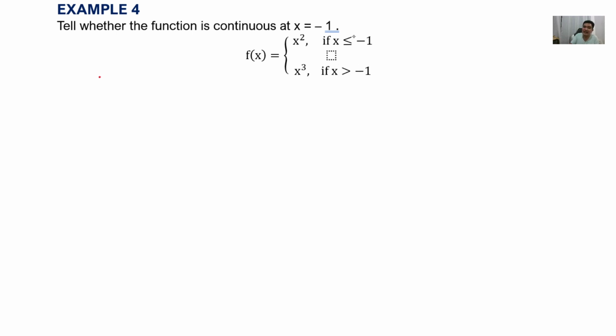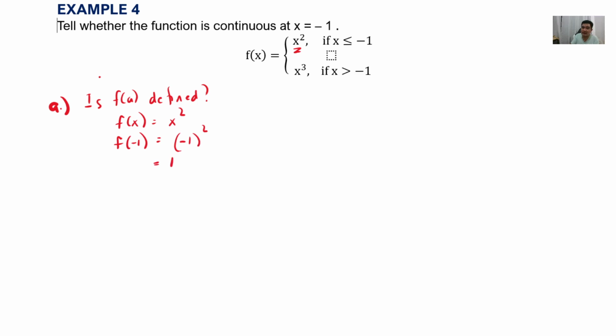So, sir, asan yung equal dyan? Andito. Okay? Andyan siya na part. Okay? So, condition 1, kung defined ba siya or not, is f of a defined or not? So, check natin, is f of a defined. Okay? So, ang gagamitin natin dyan na function si x squared kasi andun si equal sign. So, ang f of x natin is x squared. So, f of negative 1. So, negative 1 squared and that is positive 1. Okay? Since may value means that is defined. Okay, si condition number 1.